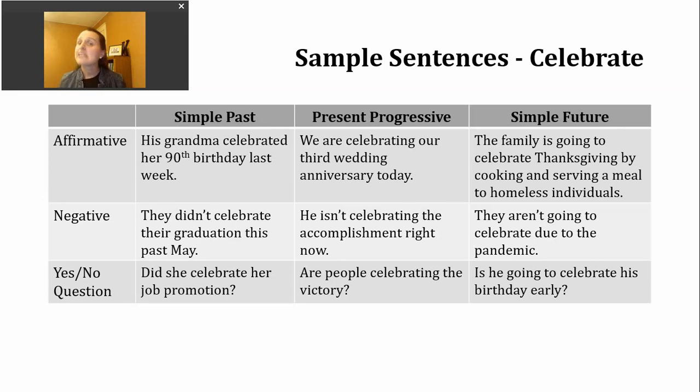Finally, we can make a yes or no question in the present progressive by starting with a be form of the be verb. Then we'll have our subject and then the ing form of the verb. Are people celebrating the victory?